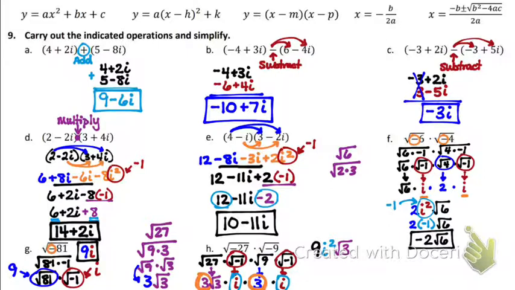What can I replace I squared with? -1. So I have 9 times -1 times the square root of 3. What is 9 times -1? -9. So this is -9 square root of 3.